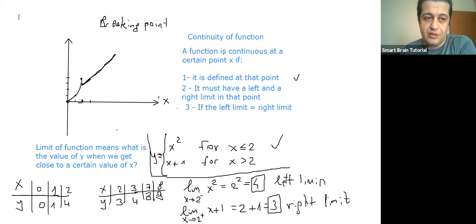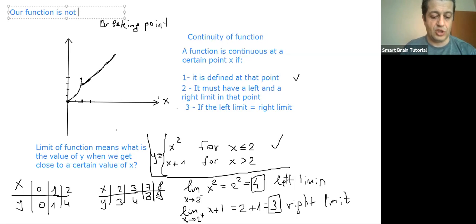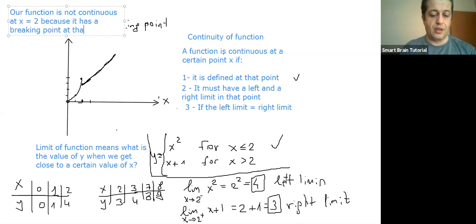I will write it here: our function is not continuous at x equal to 2 because it has a breaking point at that position, or point, let's say, at that point.